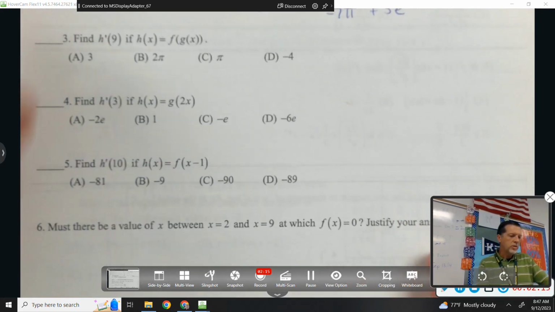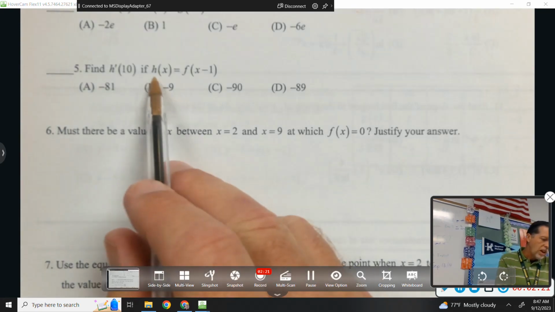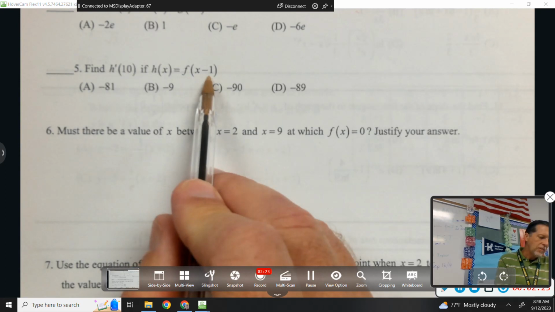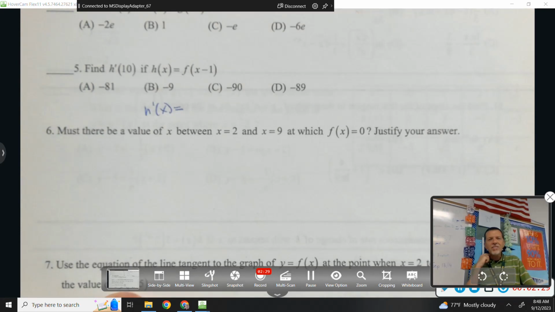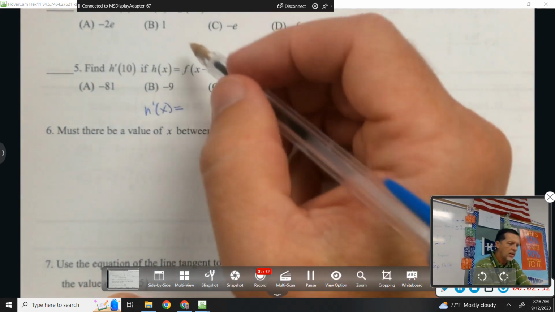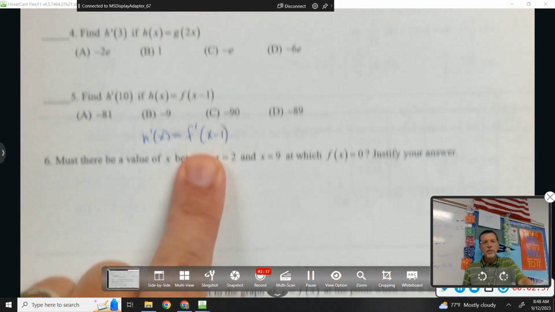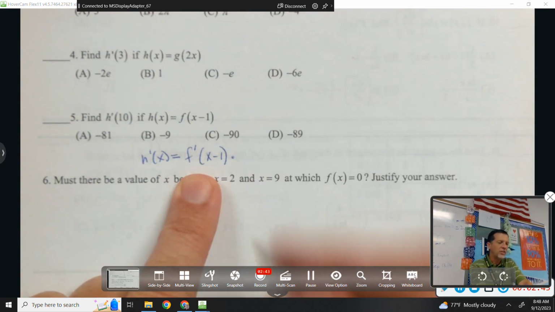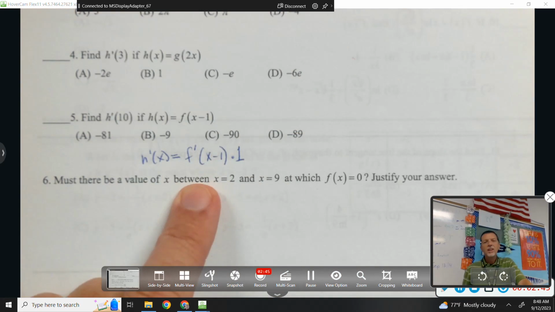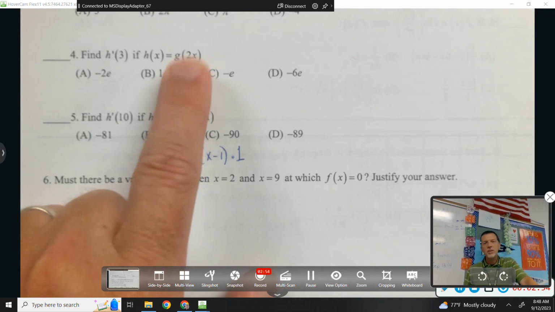Number 5. We're still doing the same table, so same information. H prime of x if h equals f of x minus 1. Okay, so h of x, this is kind of a chain rule thing, right? Like the outermost is f, so f prime at x minus 1. And what's the derivative of x minus 1? This is why I said it's kind of a chain. I guess I shouldn't say kind of. It's still a chain rule thing. It's just that the derivative is 1. As opposed to number 4, when you do the chain rule, you're going to have a times 2 at the end because of the 2x in there.